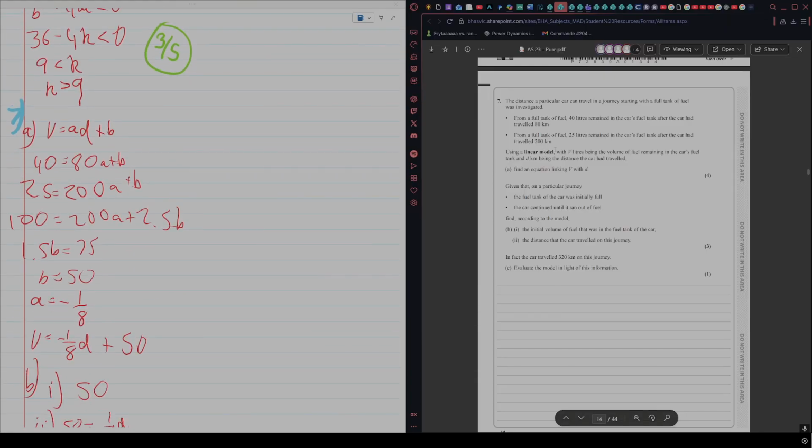We have a linear model here. Haven't seen one of these in a while. It just gives you two coordinates and tells you to find the linear model, which is simple coordinate geometry and simultaneous equations.